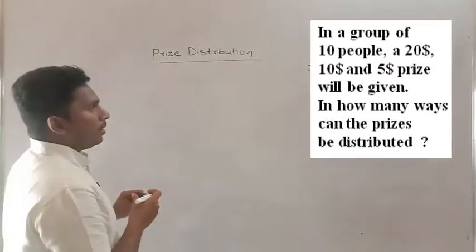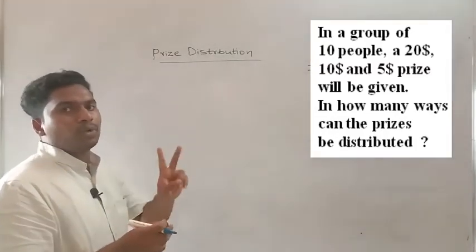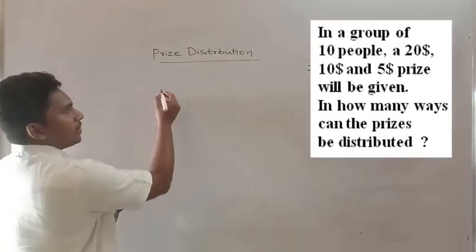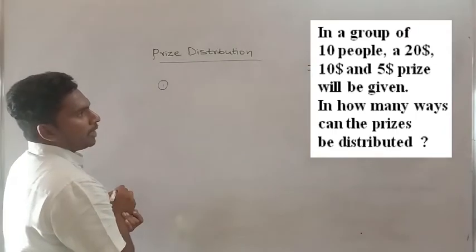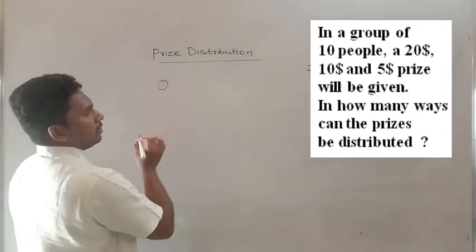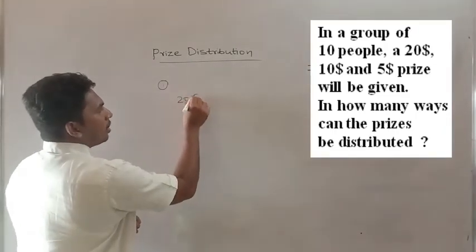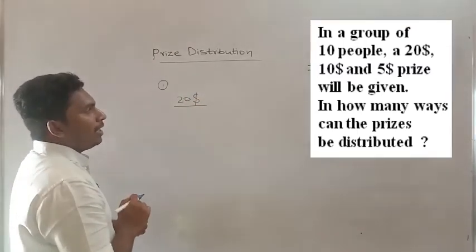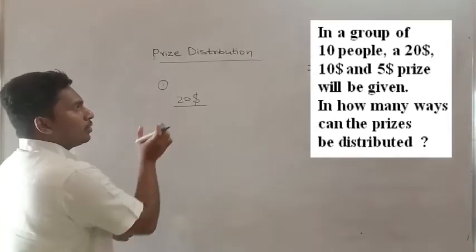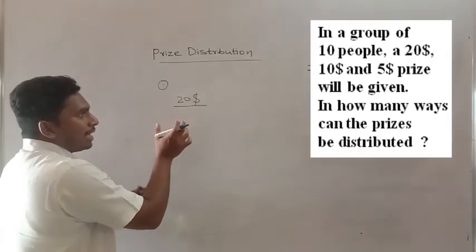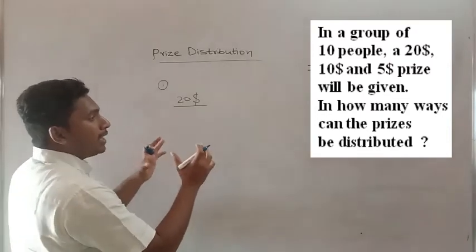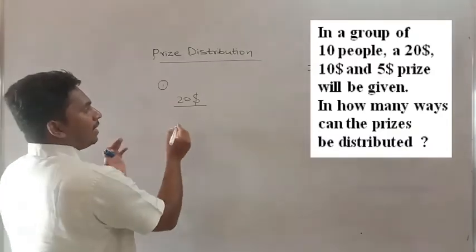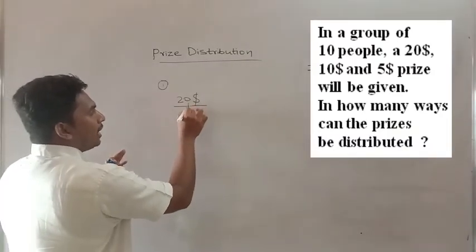Remember, I will explain this in 2 ways. There are 2 methods to solve this. Let me explain the first one. Let us take the first prize, the one that costs $20, right? So how many people are there in total? 10 people are there, right? So for the $20 prize, you can give it to any one out of the 10.